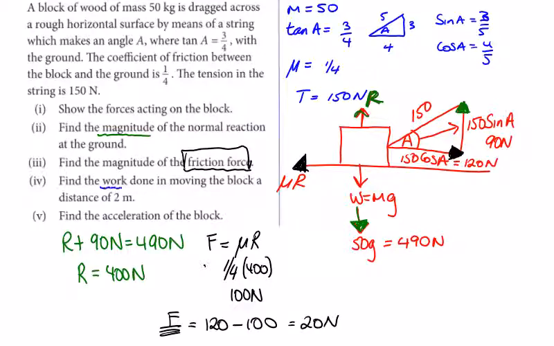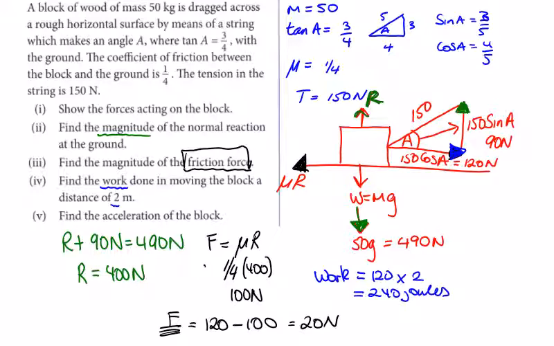Part 4, the work done. We had work is equal to force by distance. So work is equal to the force that's pulling it, back to this 120, by the distance that it's traveling, 2 meters, so that's in joules. So the work done here is 240 joules.